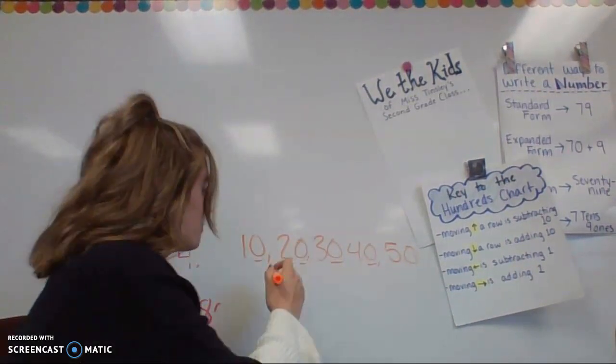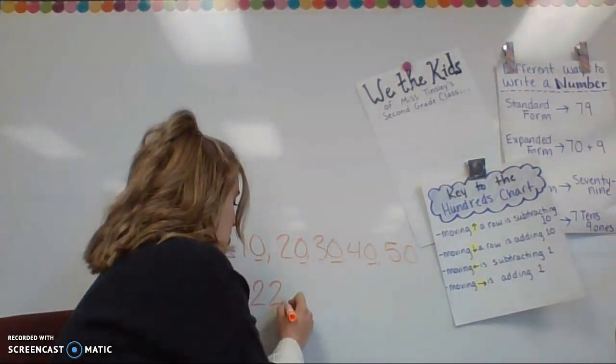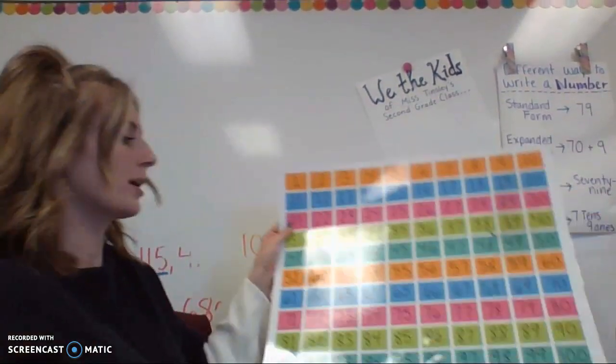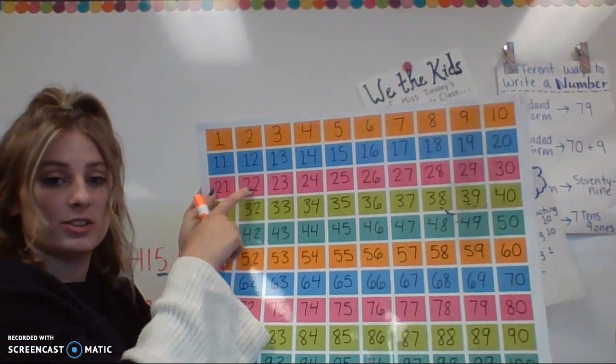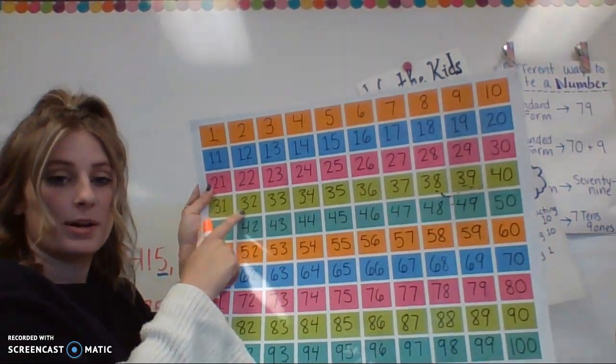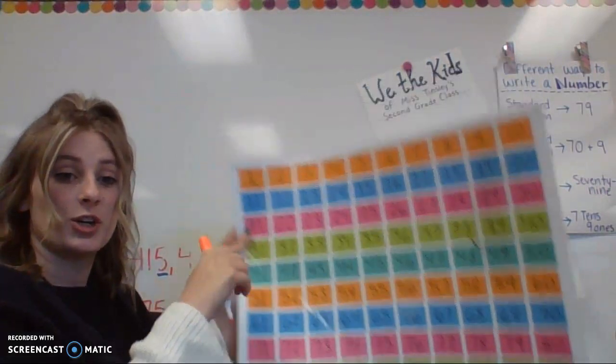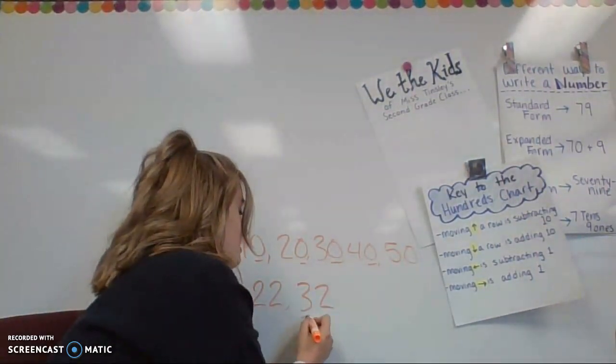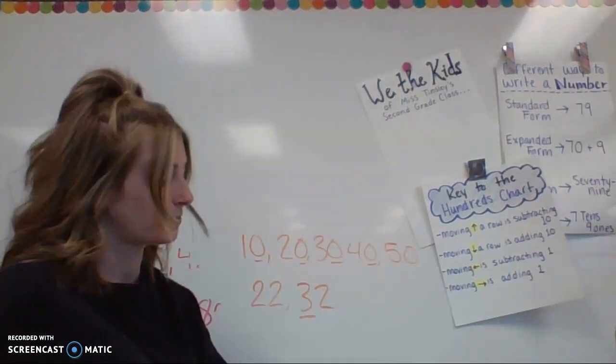So if I was hopping up by 10 and my first number is 22, let's look at our hundreds chart. I know that to add 10, I go down 1. So if I have 22, my next number is 32. I'm adding 10. And notice how only my 10's place changed.